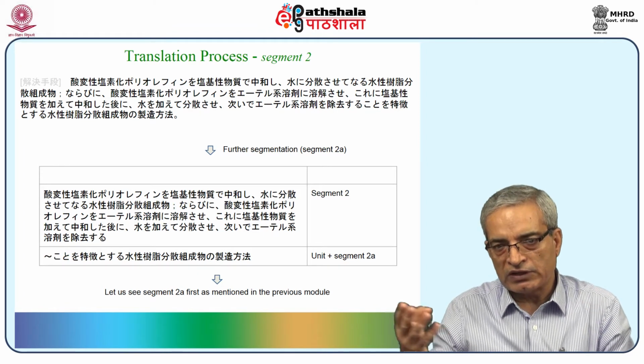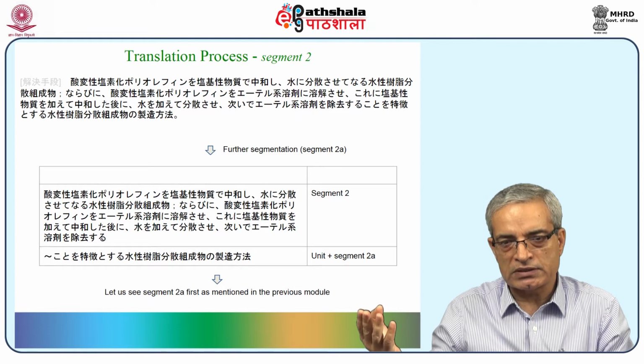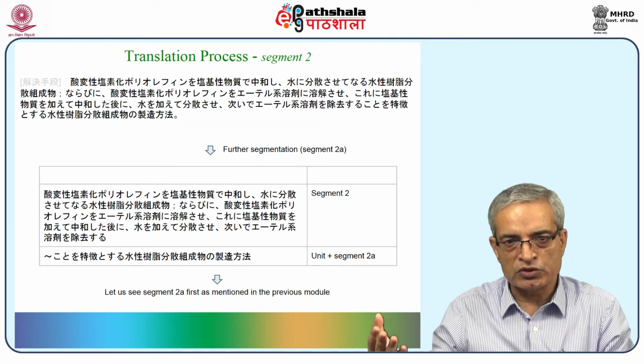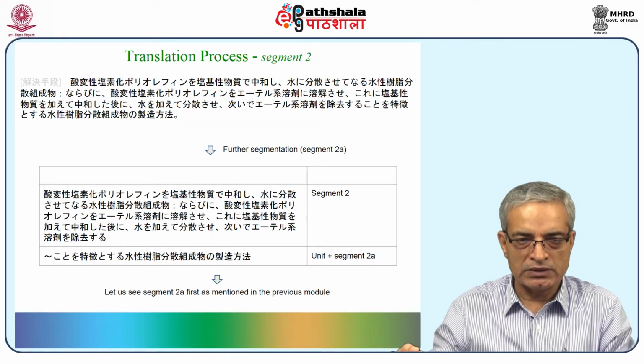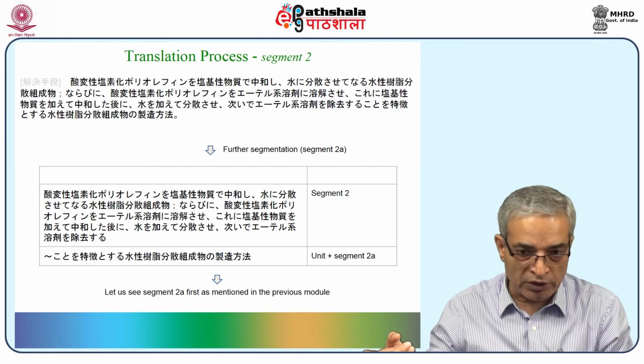Now when we take it out, this was segment 2, so this goes as segment 2a, so it becomes unit plus segment 2a, and segment 2 remains above, which is now slightly smaller. So let's see segment 2a first, because that is a smaller one.